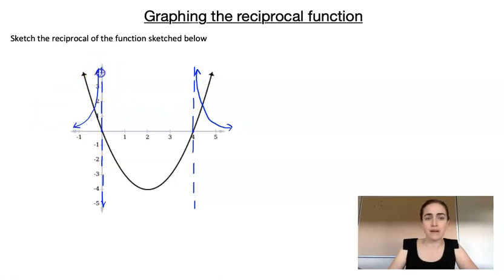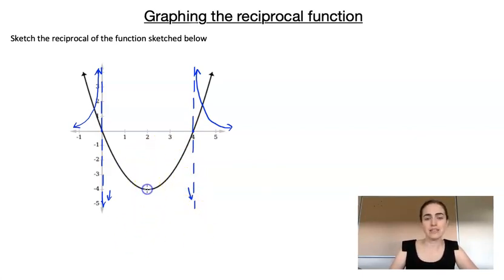Then we need to have a look at what's happening in the middle. Because we're getting closer and closer and closer to 0 from the negative side here, that means as we get closer to this asymptote, our reciprocal function is going to head towards negative infinity. And the same thing as we head over to this side, because we're getting closer to 0, we're dividing by smaller and smaller numbers. Our reciprocal function is going to get larger and larger in the negative direction.